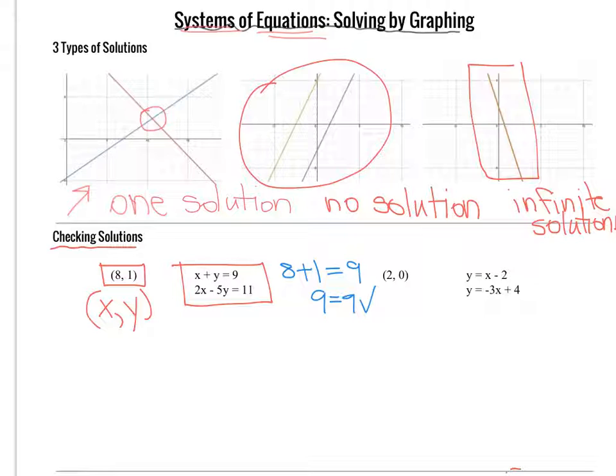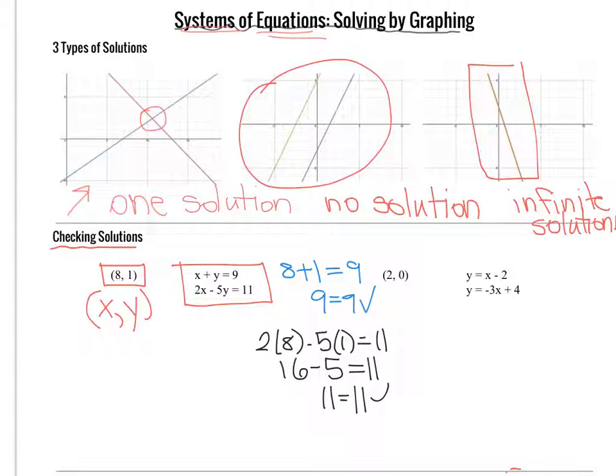Now let's check the second equation. So we have 2 times x, but we're not going to use x, we're going to use the value 8, minus 5 times y, but we're not going to use y, we're going to use the value 1, is equal to 11. So we end up with 16 minus 5 equals 11. And yes, that is true. 11 equals 11. So therefore, we have just proved that this system of equations is true with the ordered pair 8, 1.